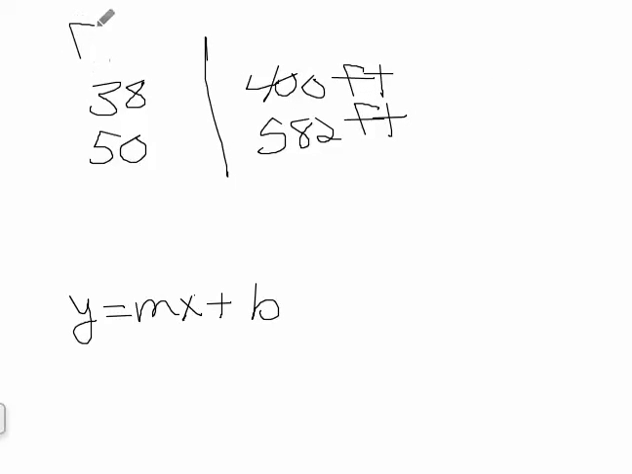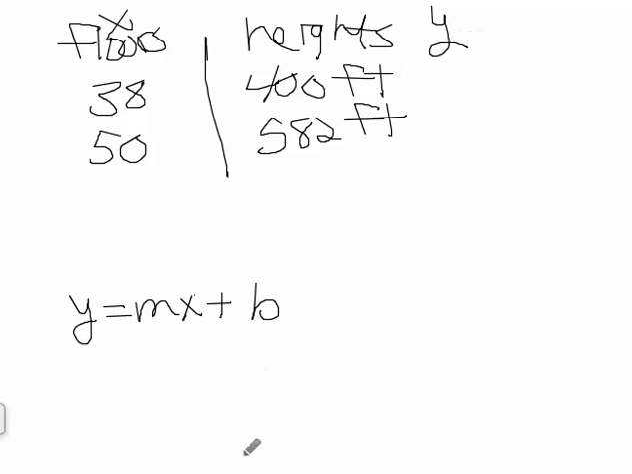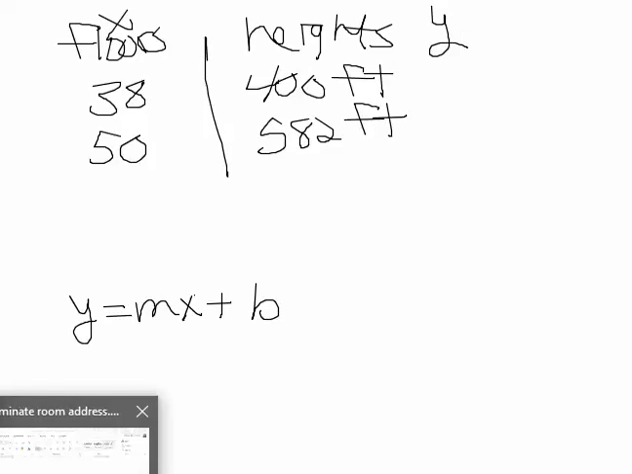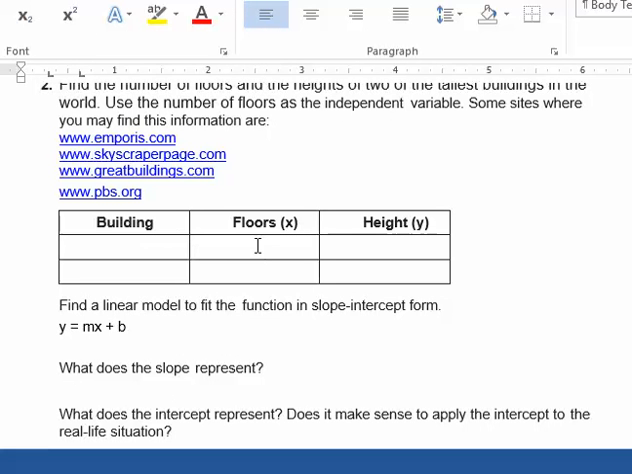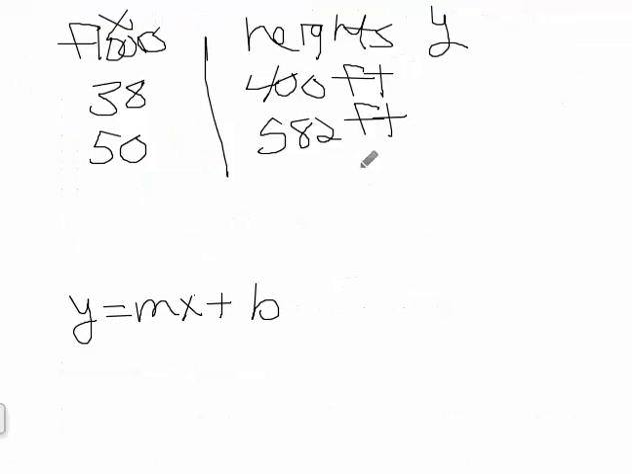So these are the floors. And I believe that was supposed to be x, and these are the heights, and that's supposed to be my y. Let me just double check that I have the x and y part correct. Yeah, floors is x and height is y. So this is slope. Slope is the difference in the y values over the difference in the x values.